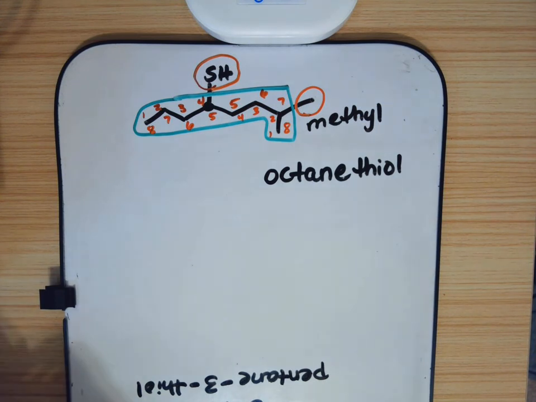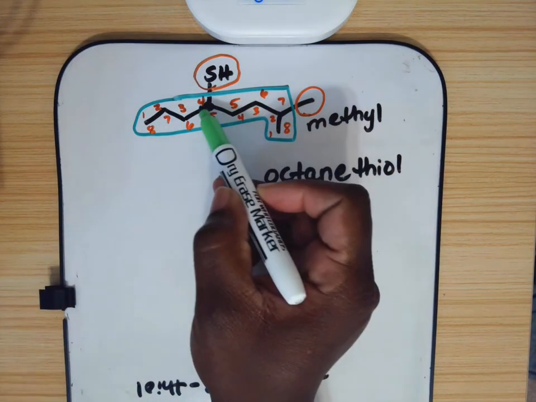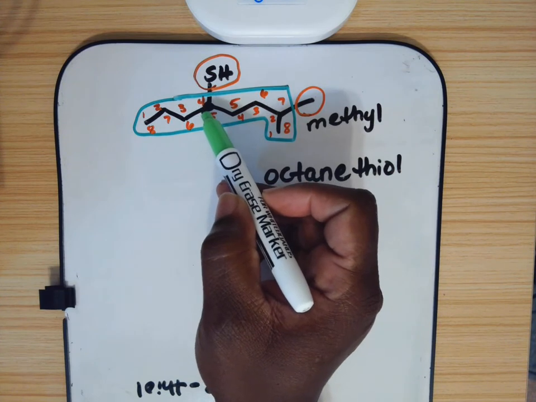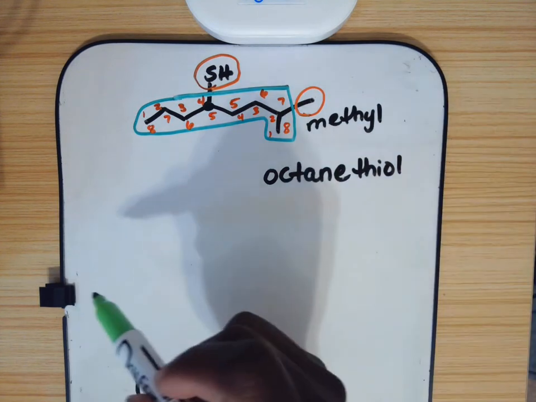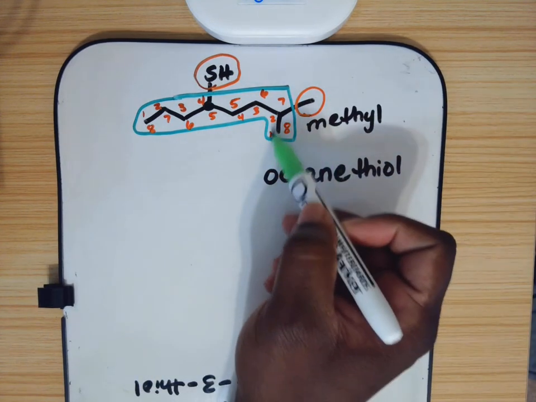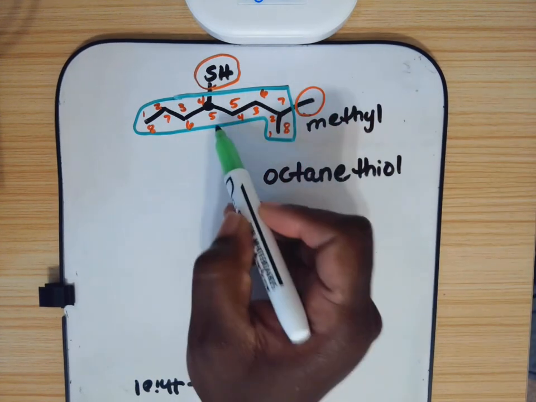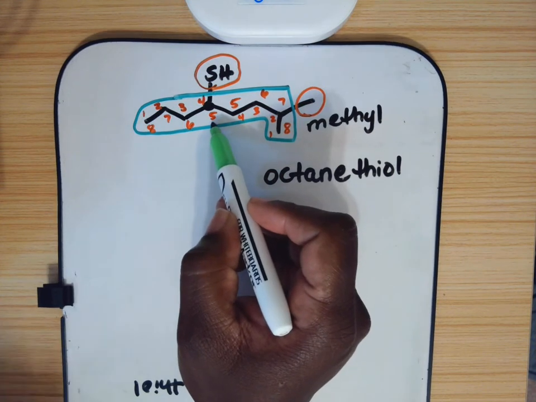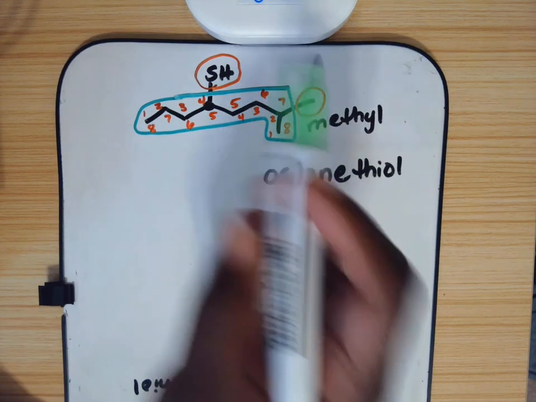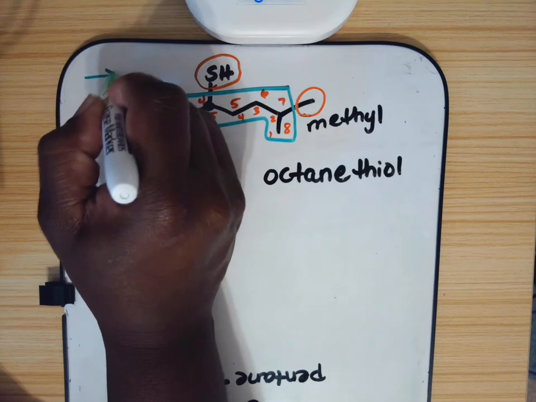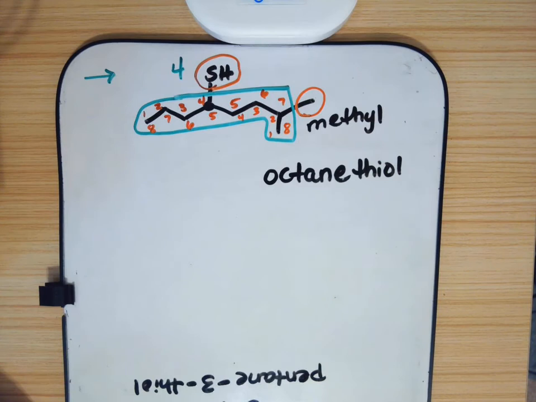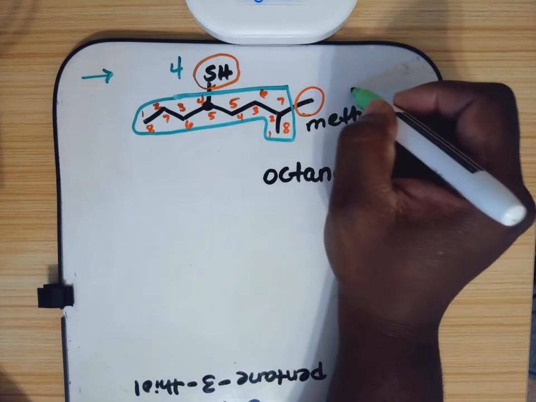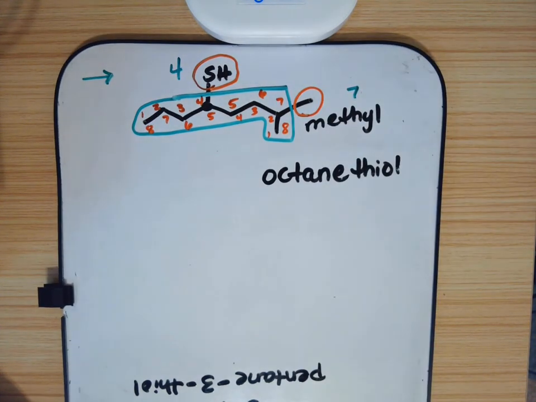Counting left to right, I have my functional group on carbon 4 and my methyl group on carbon 7. Right to left does place that methyl group on carbon 2, but then it places my functional group on carbon 5. So you want to go with the lowest number possible, which would be from left to right. That means my thiol functional group is on carbon 4, and my methyl group is on carbon 7. So from there, you want to put everything together.